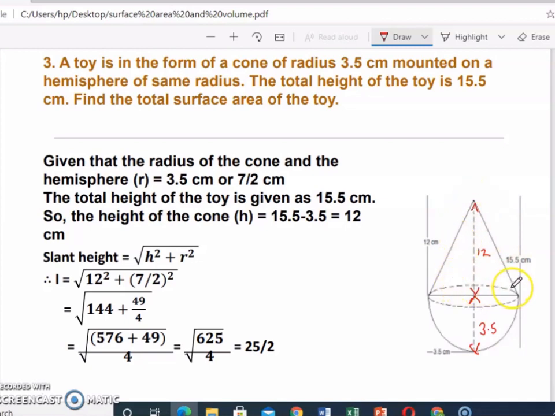Now for cone, for finding surface area, you need the slant height also, which is not given. But then you have the height and you have the radius. Radius of the cone is also 3.5. So using that, you can find out the slant height. So L will be square root of 12 square plus (7 by 2) the whole square. When you simplify this, you will get square root of 625 by 4, that is 25 by 2. This will be the slant height of the cone, centimeter.